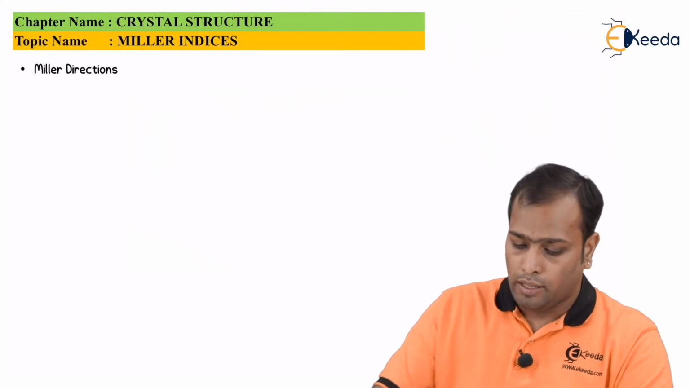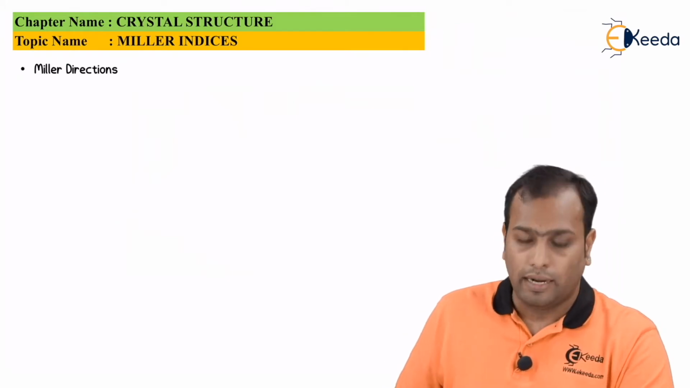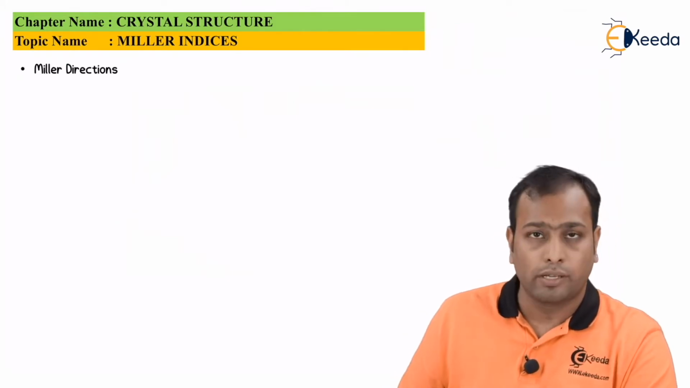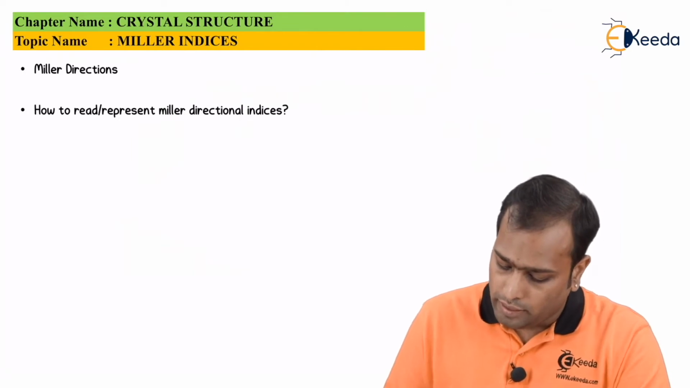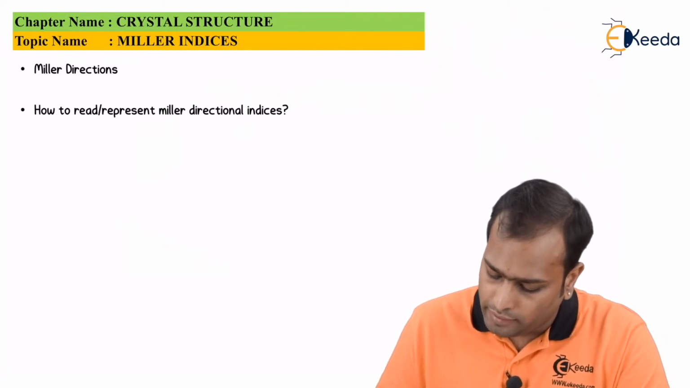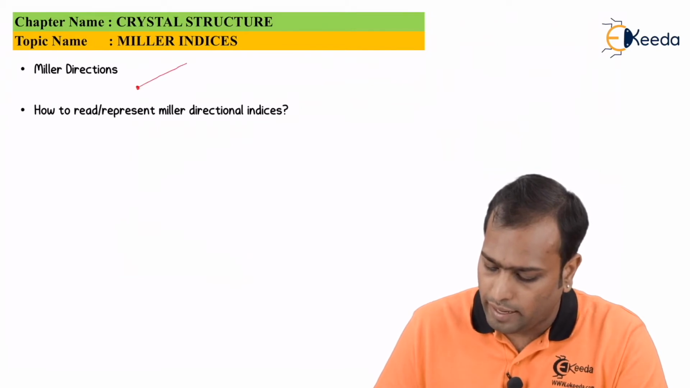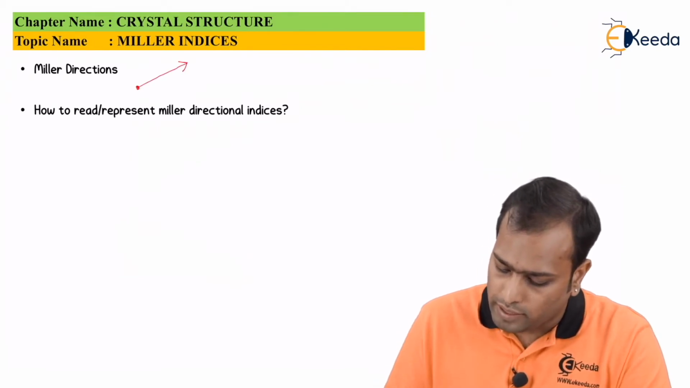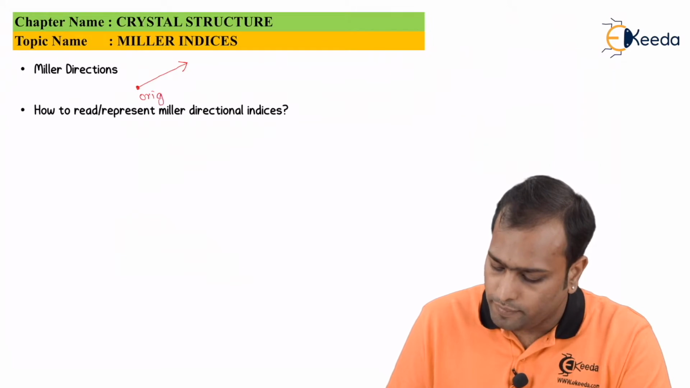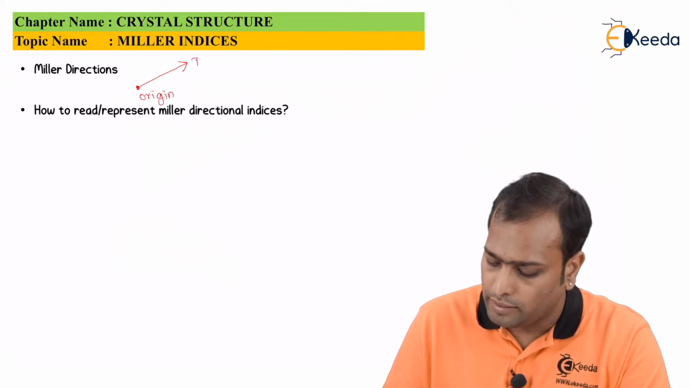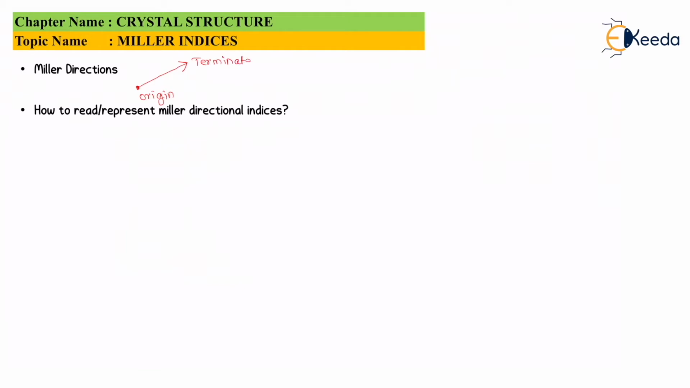Now, first study the Miller directions. Now, what are Miller directions? Miller directions are nothing but a vector. As you know, a vector has a starting point and an ending point. This is called the origin of the vector, and here the vector terminates. So, how would you read the Miller direction indices?